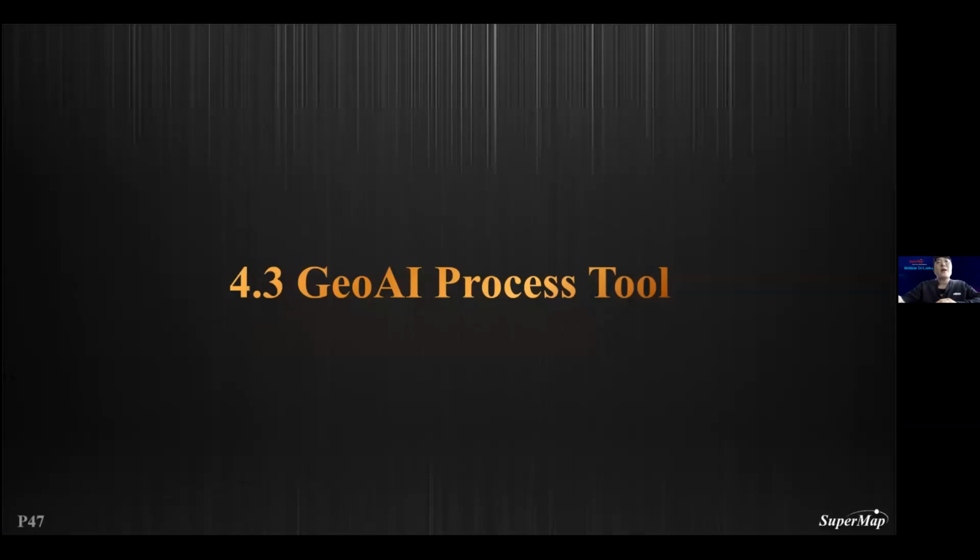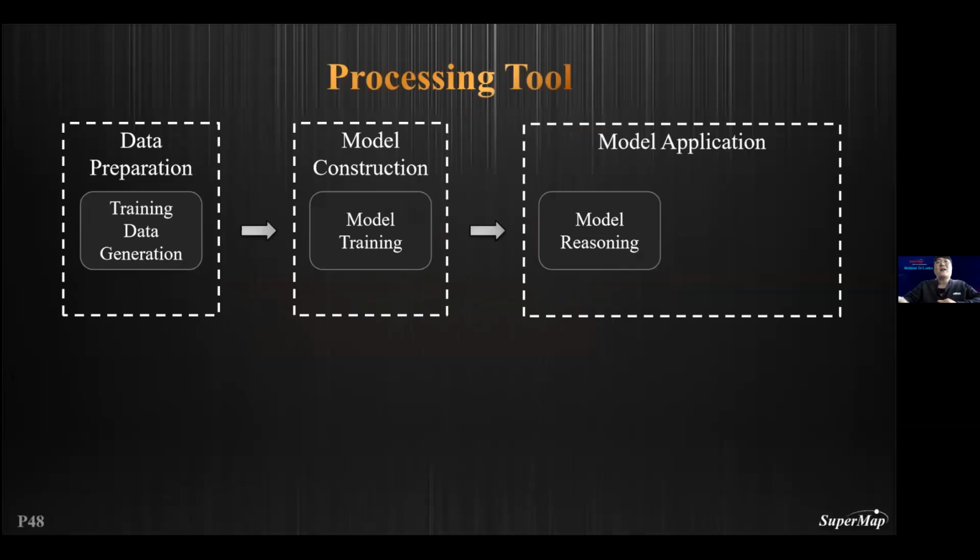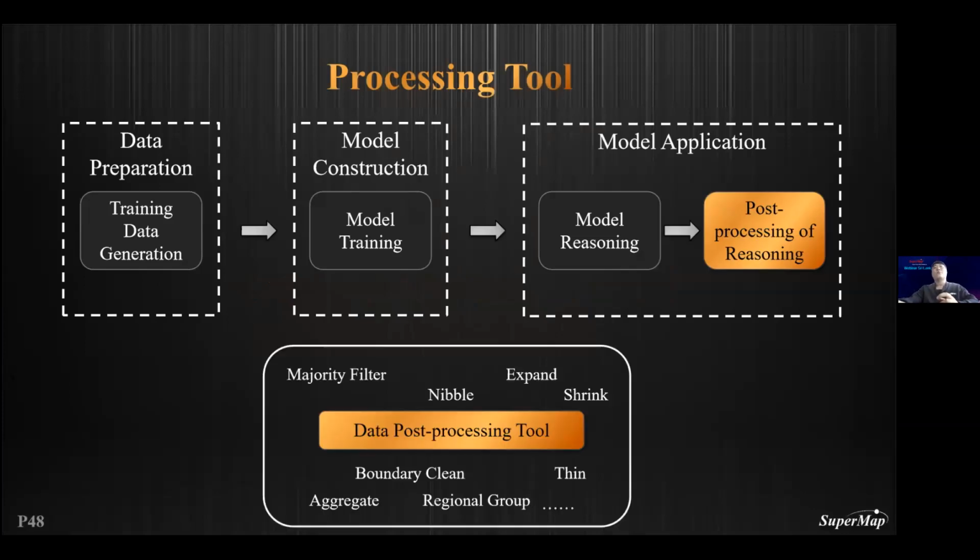Okay, and 4.3 is a GeoAI process tool. Based on the operators, here I want to explain the processing of GeoAI. First, we need to prepare the data. So we call it data preparation. And based on the prepared data, we need to train the model to achieve the model construction. And then after we got the model, the third step is the model application.